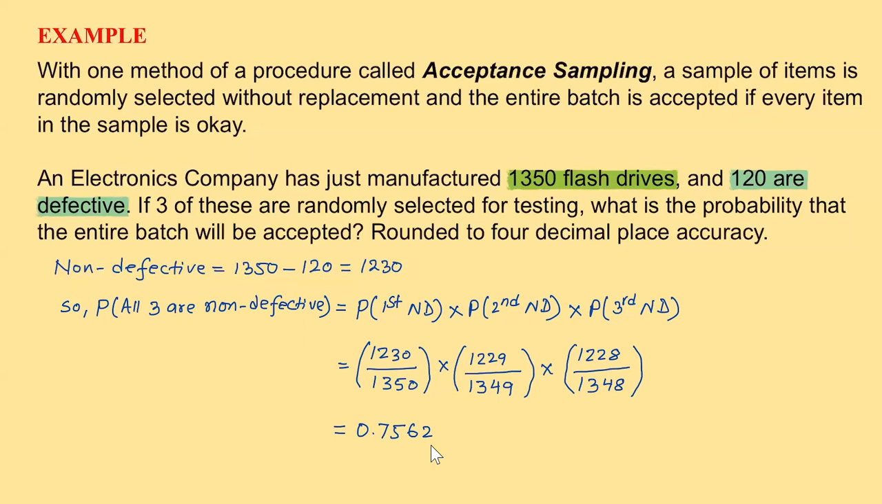So here what we have done is, because we are looking at three of these flash drives and all of them must be non-defective for the entire batch to be accepted, we find the probability of each. And we saw that when we calculate the probability of the second, it depends on the first. Similarly, the probability that the third one is non-defective depends on the first two. The reason is we are not replacing the first two. So this is an example of the multiplication rule of probability based on dependent events.